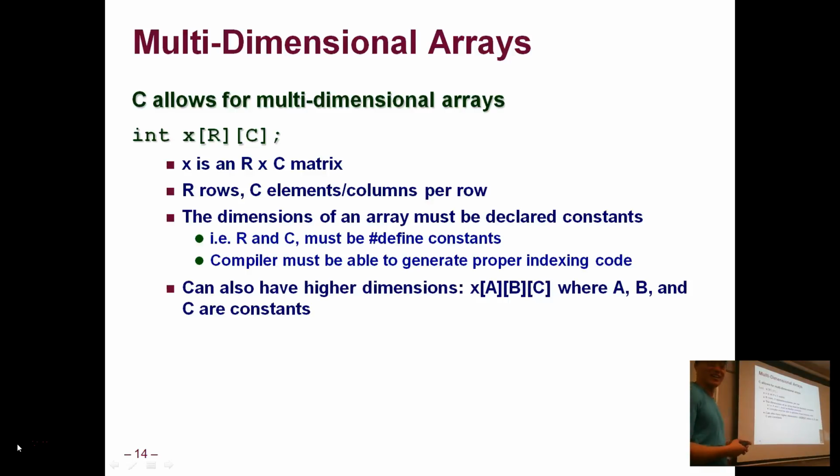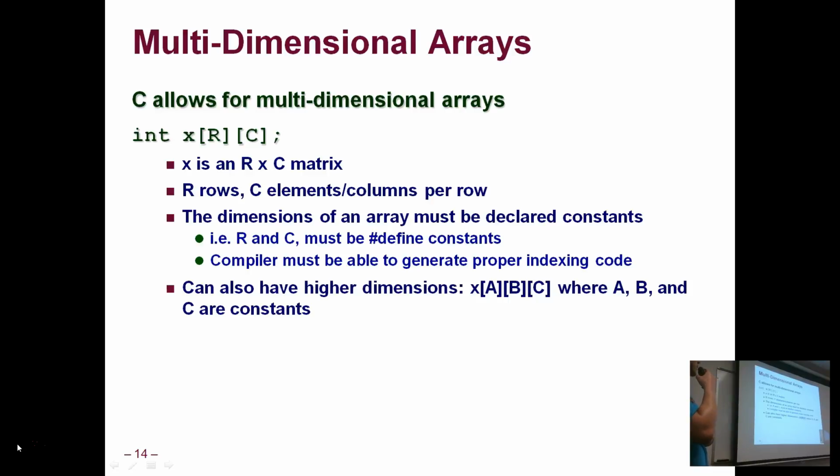All right, multi-dimensional arrays. C allows for this. You just use multiple square brackets after the variable name. So this is a 2-dimensional matrix X of integers, an R by C, the number of rows and the number of columns.